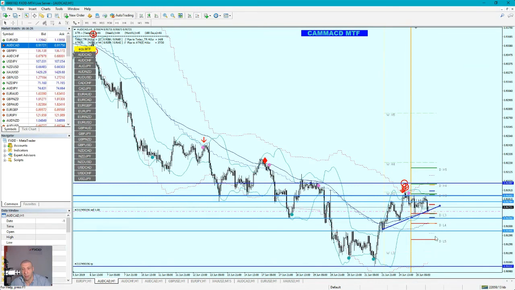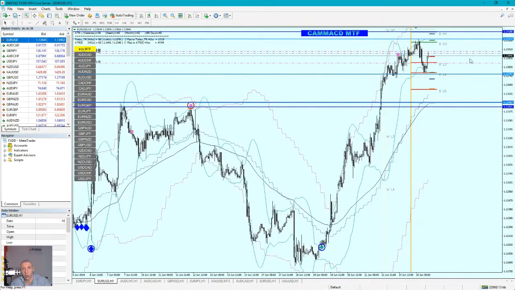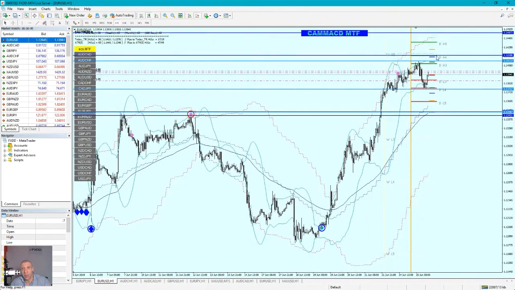If it goes here, I might scale out, put the rest to break even, and ride towards 91.03 with the rest of the positions. And of course, the euro dollar, I will be monitoring this level specifically. If it really goes up above this level, then I will let it go towards 1447.